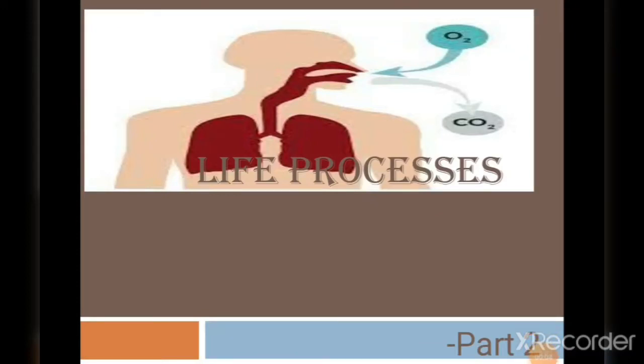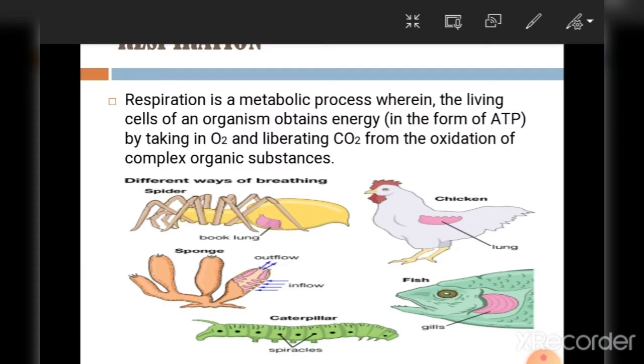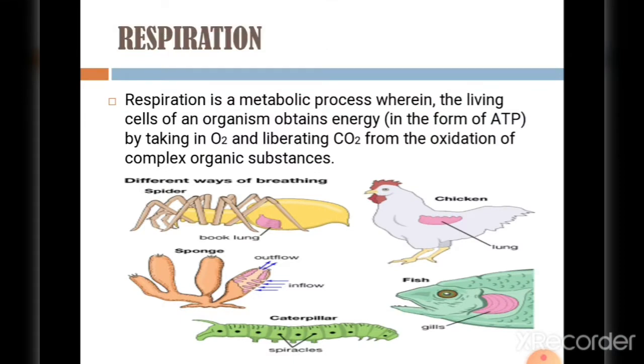One of the important life processes is respiration, which takes place in living beings. Respiration is a metabolic process wherein the living cells of an organism obtain energy for their metabolic activities. That energy is in the form of ATP, and it can be attained from the intake of oxygen from the environmental air. And respiration takes place in organisms in varied ways according to their structure.